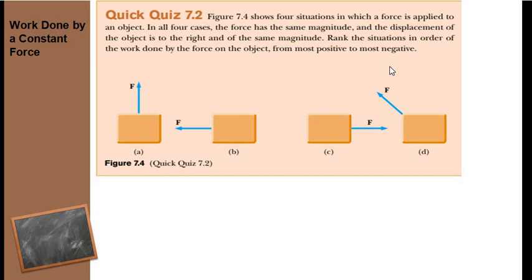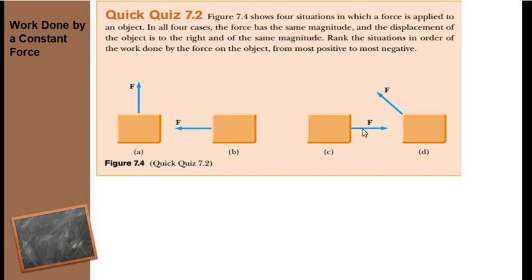It's the same advice, please stop this video and rank these situations, then compare your answer with the right one. Now, if we want to rank these situations from most positive to most negative, it's good to know that we have here the same magnitude of the force and the same magnitude of the displacement. So the only thing which will differ between these cases is the angle between the force and the displacement. So if you want to rank the situations from the most positive to the most negative, we need to rank these situations according to the value of cosine theta, from the most positive to the most negative. You know that the maximum value of cosine theta is equal to plus 1, while the minimum value of cosine theta is equal to minus 1.